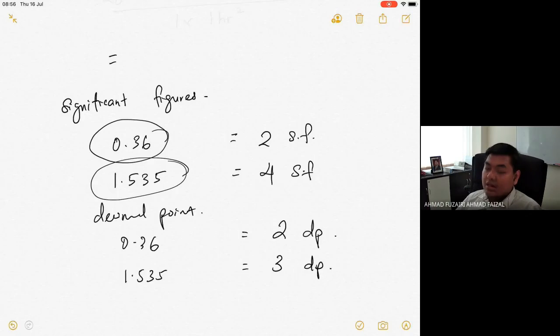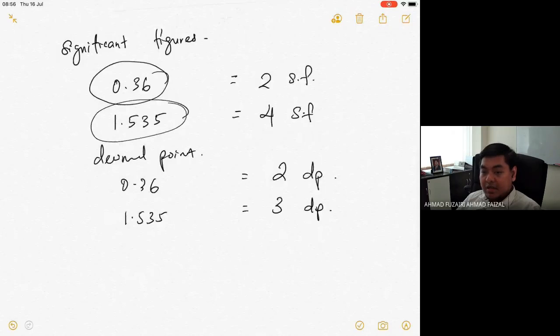So what is the importance of learning significant figures and decimal point? First, you must know that significant figures only occur in this chapter. For the other chapters, maybe chapter 2, chapter 3 or chapter 4, and the rest of the chapters, we do not do much in terms of significant figures.